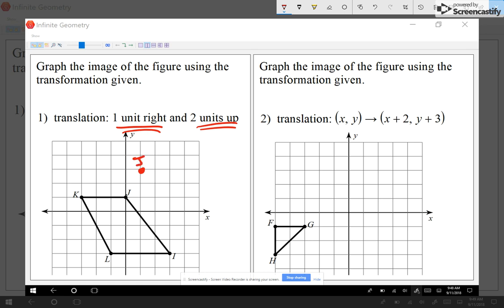But once I move it, I'm going to call it J prime. Like a little apostrophe, but we call it prime. So you're just going to move the J, and I'm going to move all the corners.